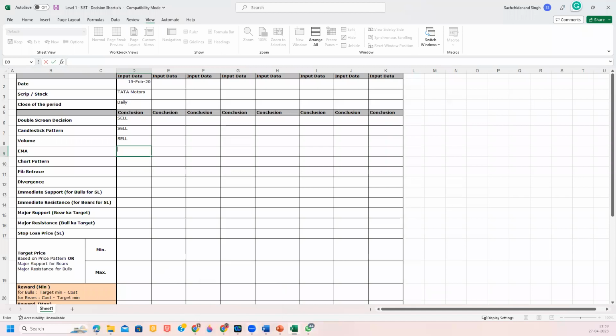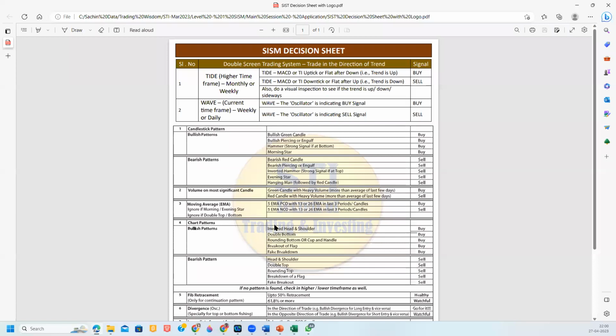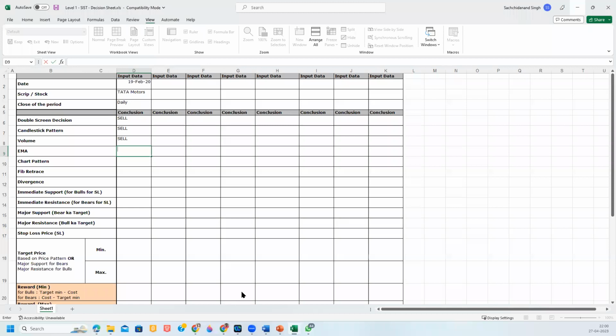And what we need to check in EMA is, if it is 5 EMA PCO, meaning the positive crossover with 13 or 26 EMA in the last three period candles, for a buying signal. Or for a sell signal, it should be a negative crossover by 5 EMA with 13 or 26 EMA. So let us see what is happening in the chart.